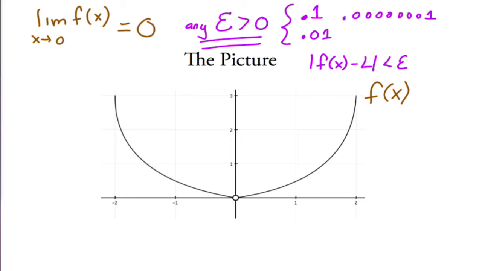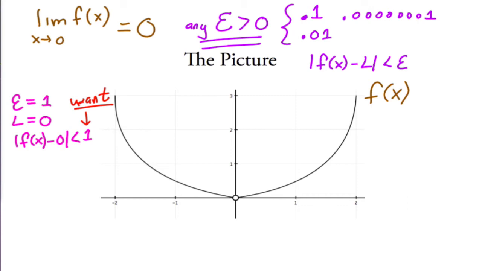Okay, so let's just pretend. So let's say that epsilon is equal to 1, and we've got L is equal to 0. Now, this guy right here, f of x minus L, or f of x minus 0, what we're saying is that we want it to be less than 1. So this is what we want right here. We want f of x minus 0 to be less than 1.